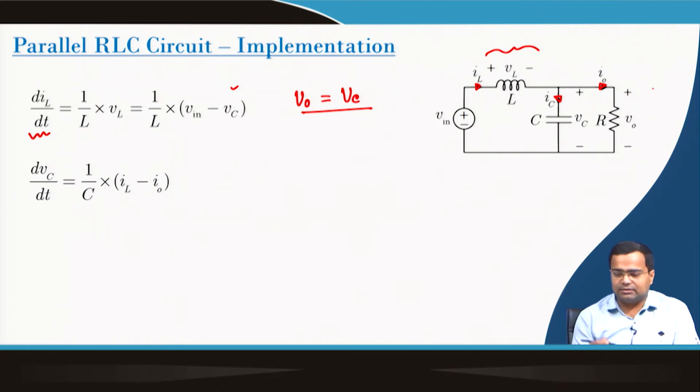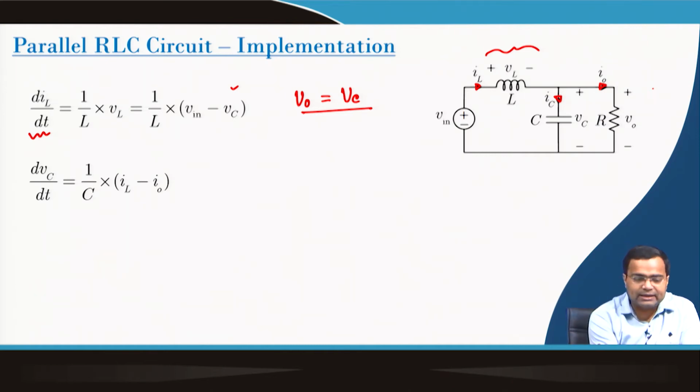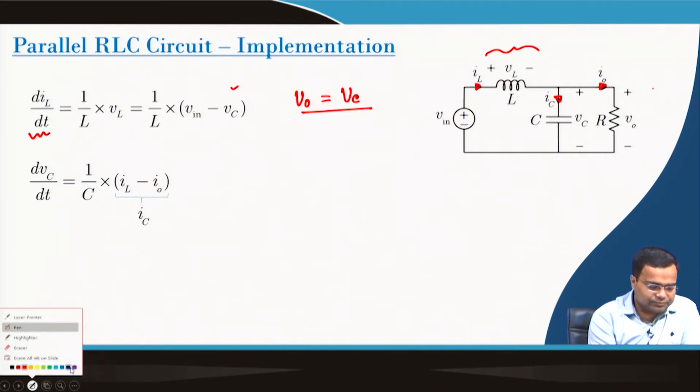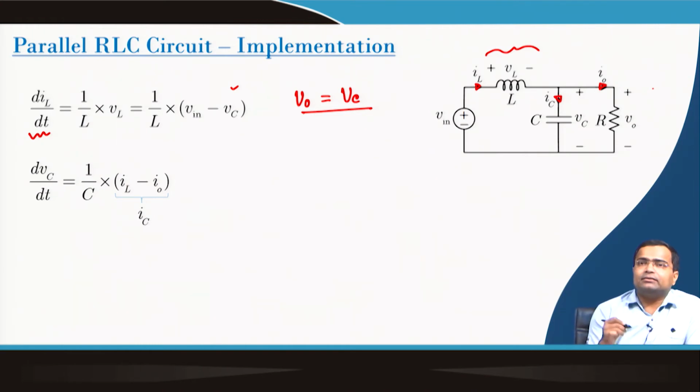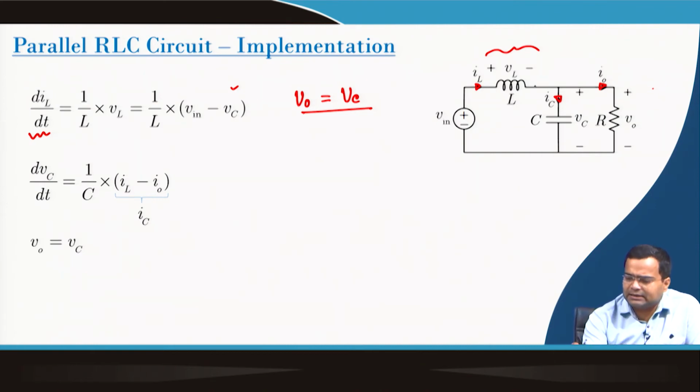Similarly, you can write the differential equation corresponding to the capacitor voltage, and what we will get is dVc/dt. This is my IC; it is already shown here, so I can erase this part. So, this is my IC, divided by C, is the rate of change of capacitor voltage, and IC is nothing but IL, this current, minus the load current. That is your IC.